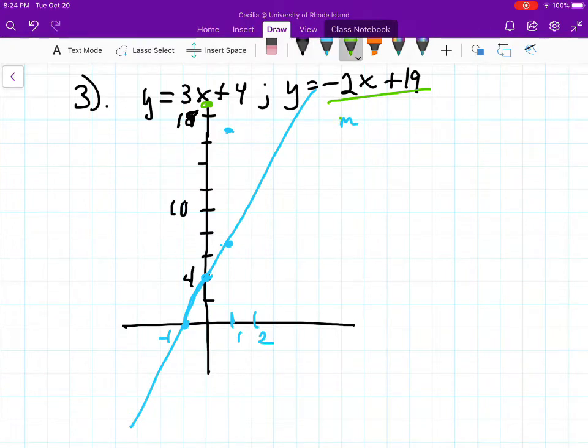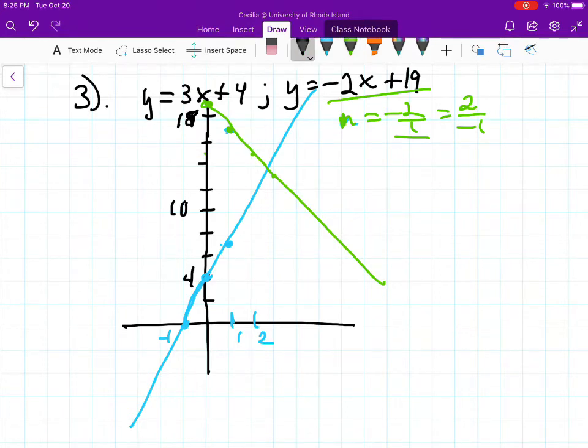Okay, so now we're going to focus on the slope of the second line, which is -2, which is -2 over 1 or 2 over -1. We're going to focus on the -2 over 1 and use that to graph a few points starting off the y-intercept and counting down 2 and to the right 1. Once we have a few points, then we are able to go ahead and graph and connect these points.